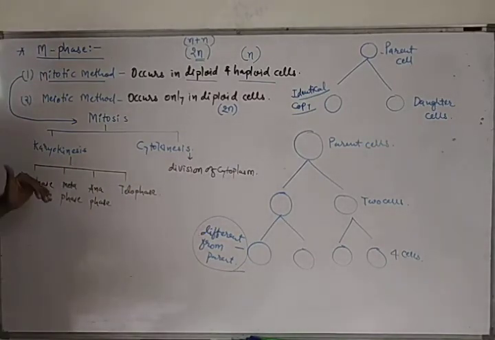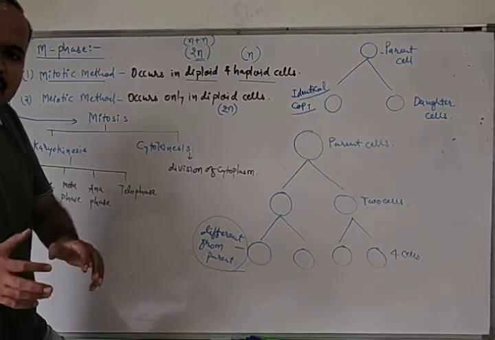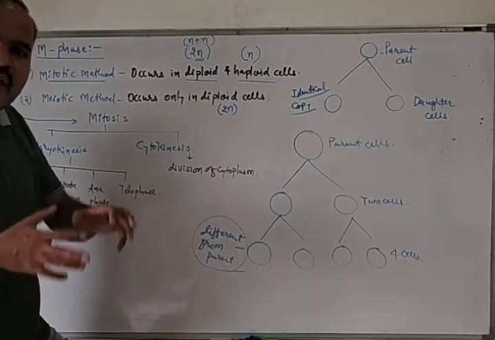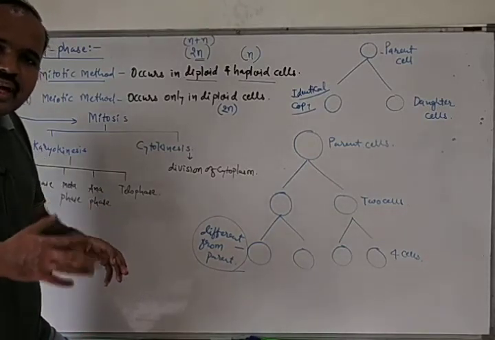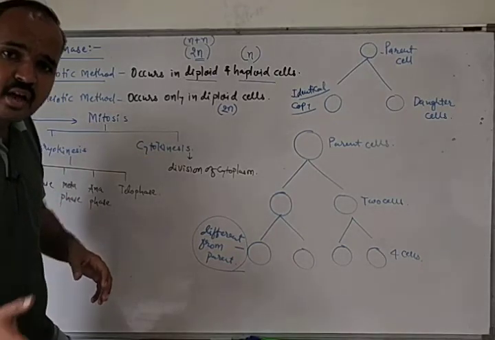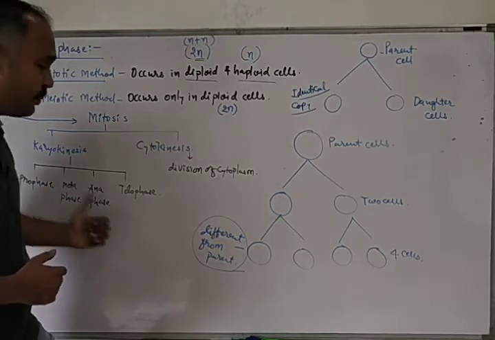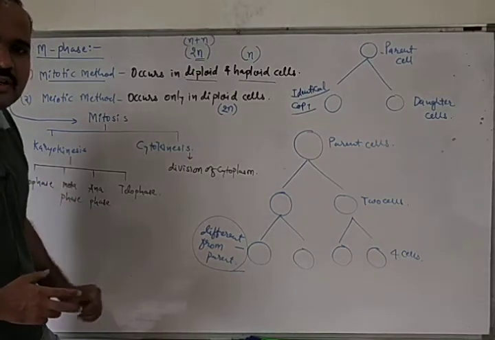Now this nuclear division is again divided into 4 subphases. Nuclear division has also 4 steps or 4 subphases. They are prophase, metaphase, anaphase and telophase. These are the 4 subphases of the karyokinesis. Or we can say that karyokinesis occurs in 4 steps: prophase, metaphase, anaphase and telophase.